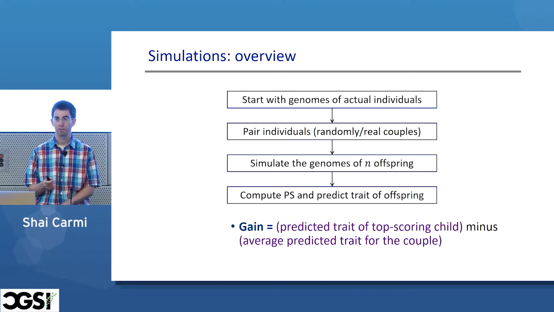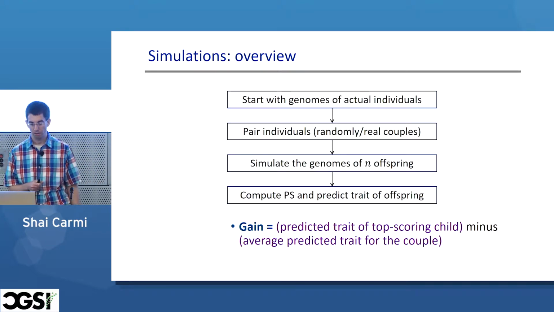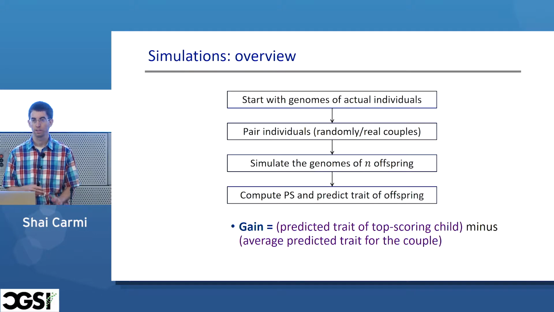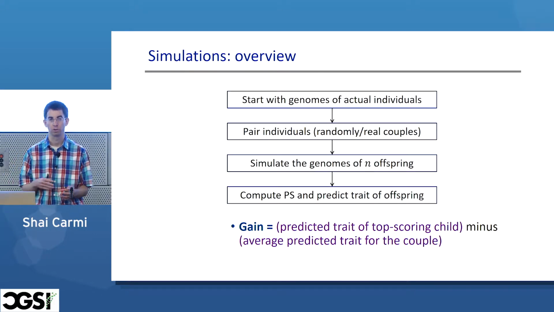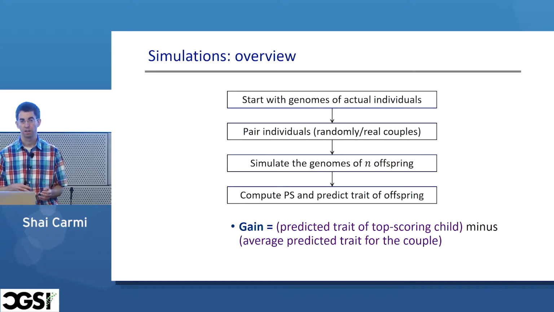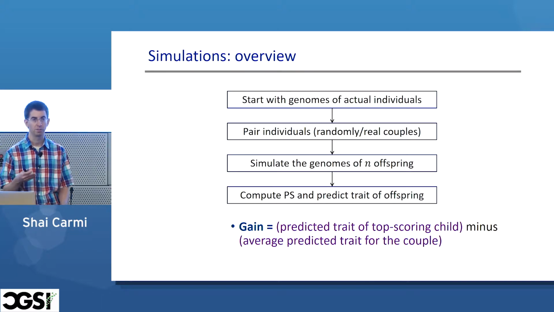And then once we have the predicted trait for each child, we define the gain this way. The gain is the predicted trait of the top scoring child, minus the average predicted trait. So let's say we have 10 embryos. We rank the embryos according to their predicted traits. Let's say we are predicting height, and the tallest predicted height is 1.9 meters, and the average predicted height in the family is 1.8 meters, so the gain will be 10 centimeters.